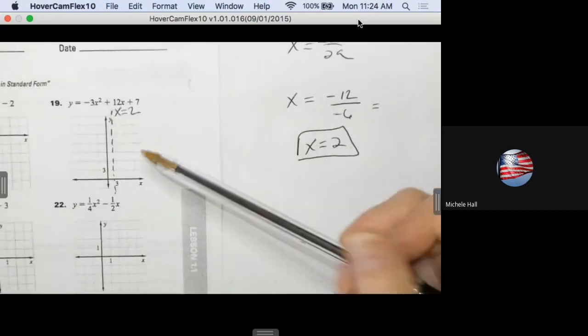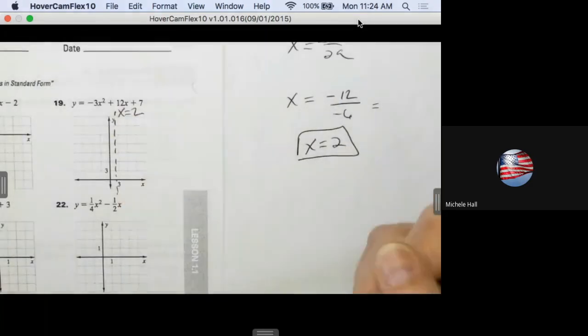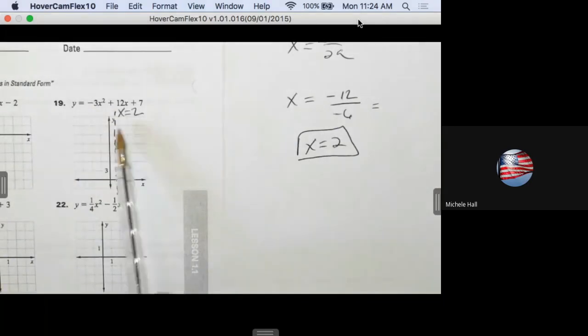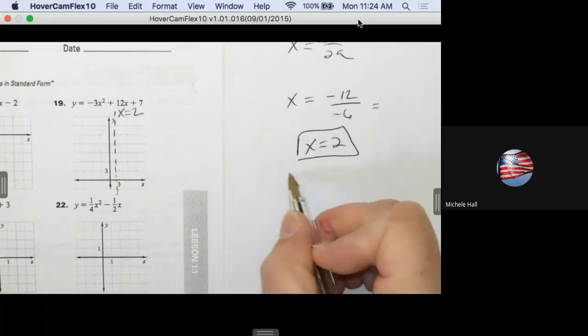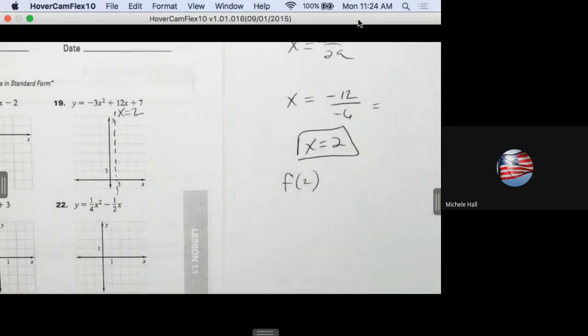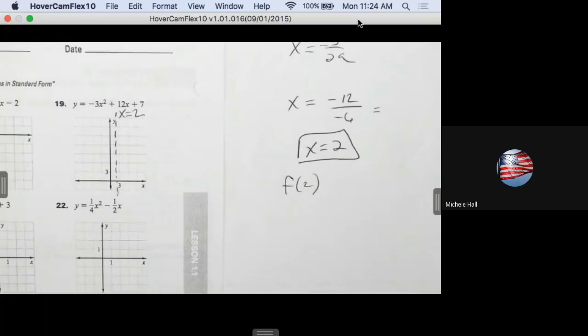Then the next thing that I would do is I know that my parabola is going to land on the AOS. Is it facing upwards or downwards? How'd you know it was facing downwards? The negative out front. So that vertex is probably going to be up here somewhere. How do I find that? I just substitute in the x value. If I want to know what y equals when x is 2, I just substitute it in.